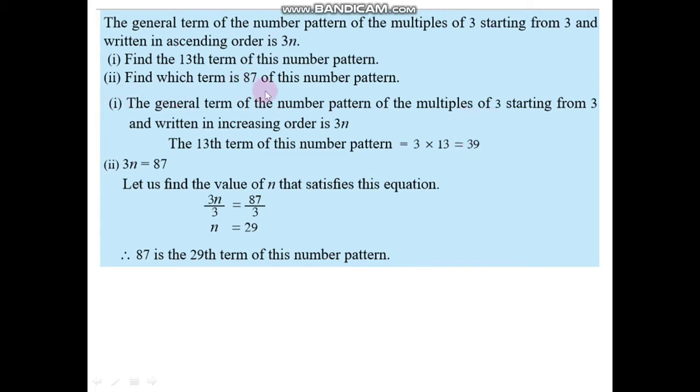Find which term is 87 of this number pattern. Here we have to find the term number, not the value of the term. They have given the value as 87. It's simple, right? The general term is 3n, so we form the equation 3n equals 87, then divide both sides by 3 to make n the subject. The answer is 29. So 87 is the 29th term of this pattern.